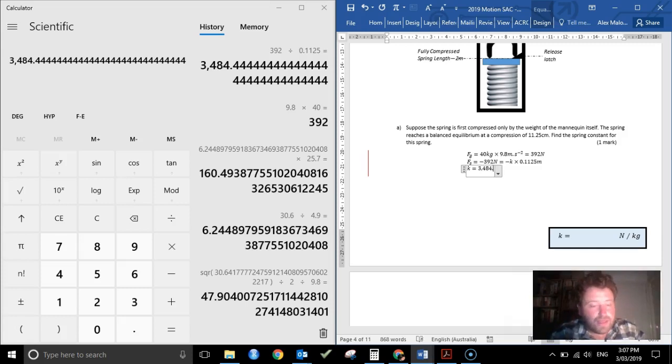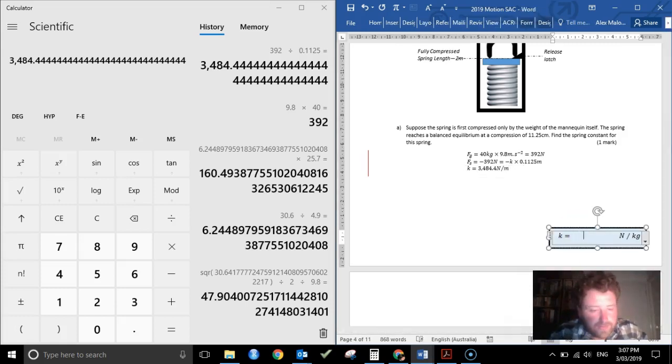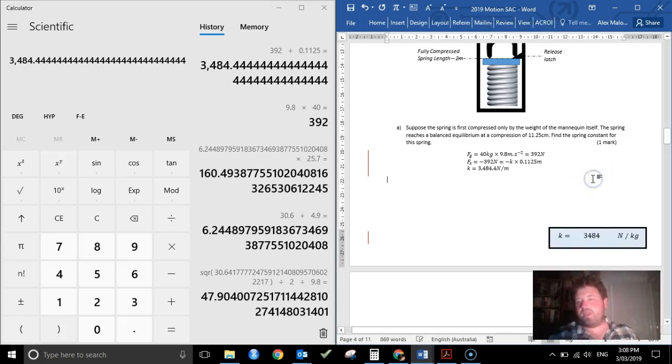3,484. Let's stick in a decimal place, why not? Newtons per meter. Except if I do that, it's going to turn into a fraction. So, units per meter. So what do we go? 3, 4, 8, 4. Probably enough precision. Nobody's going to care about the fifth sig fig there. And that's the answer to A.